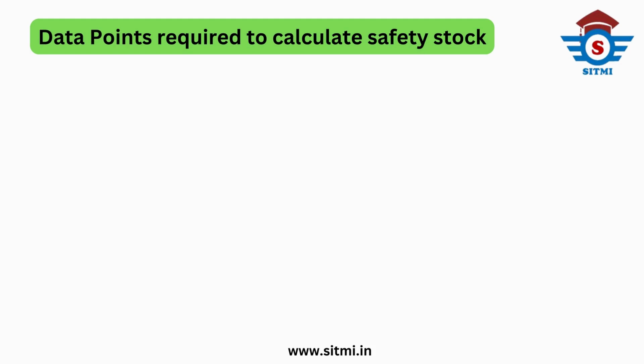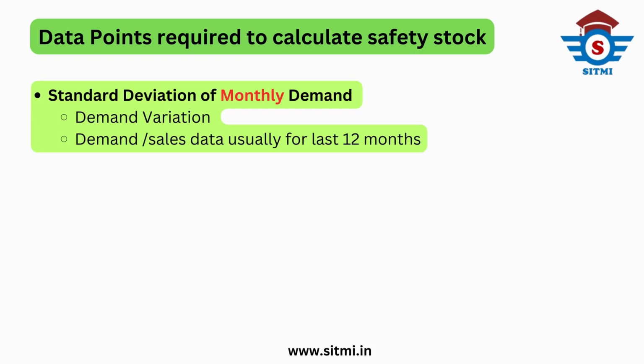Now to calculate the safety stock, we need three major factors. The first factor is the standard deviation of monthly demand, which is a part of demand variation. To understand that demand variation, we further need demand or sometimes sales data, which is usually considered for the last 12 months. So this is the first data we need for the safety stock calculation.